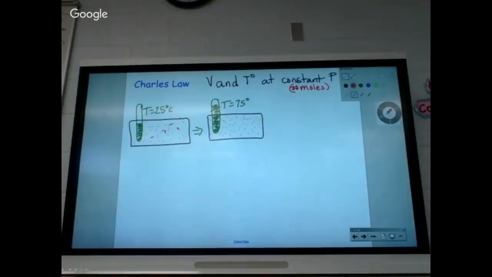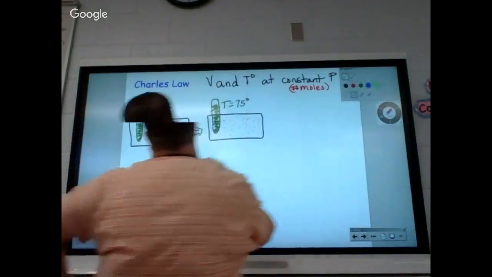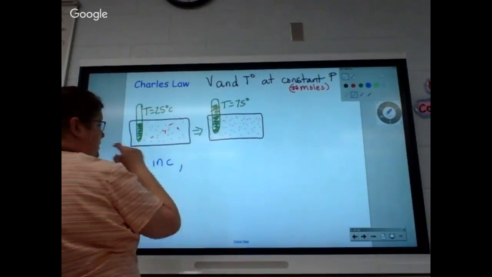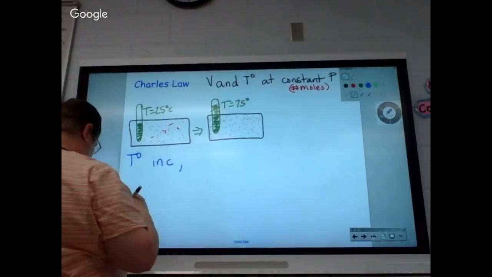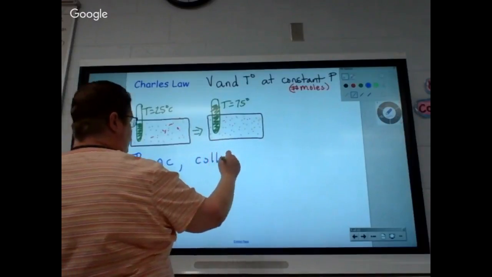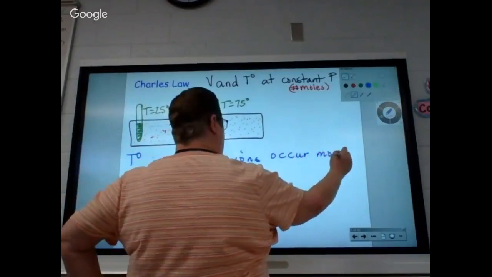So if you got Charles' law, talking about volume and temperature this time, right? Pressure is constant. So the particles are doing what inside the container? They're moving. They're hitting the container walls, right? So what am I doing to temperature this time? Temperature's going up. Okay, so temperature increases. So if temperature increases, do collisions occur more often or less often? More often. Okay, collisions occur more often.